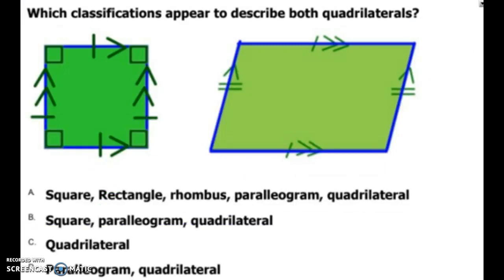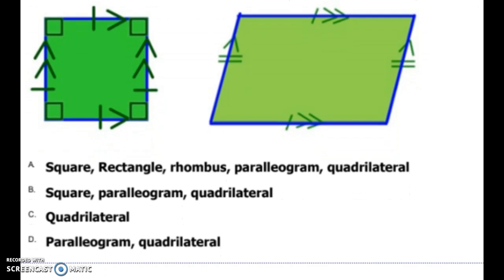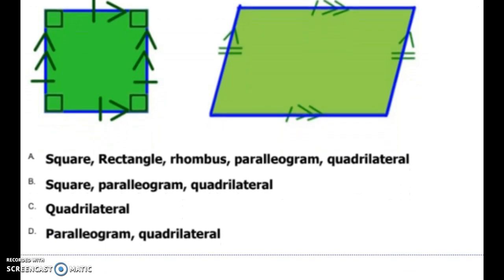This one also got people tripped up. Which classification appears to describe both quadrilaterals? Again, it has to be both. So I understand that the one on the left does look like a square, and it is a square because it's got four right angles. But does the shape on the right have four right angles? No, it doesn't. So it cannot be a square. So I can get rid of selection A and B.